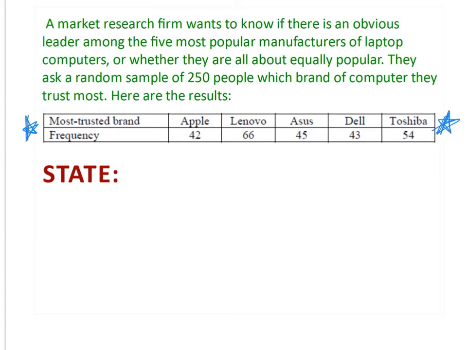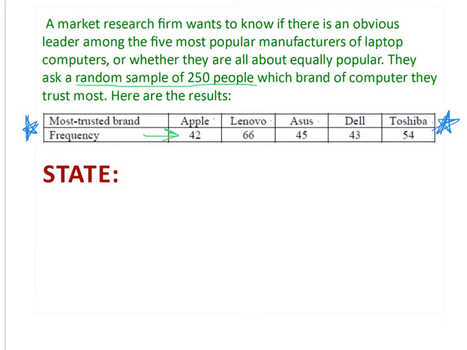So it says a market research firm wants to know if there is an obvious leader among the 5 most popular manufacturers of laptop computers, or whether they are all about equally popular. They ask a random sample of 250 people which brand of computer they trust the most. Here are the results. So it gives us the trusted brand. It has Apple, Lenovo, Asus, Dell, and Toshiba. And then it has their frequency. This is where I was talking about the whole numbers. These are going to be whole number values, not percents or decimals.